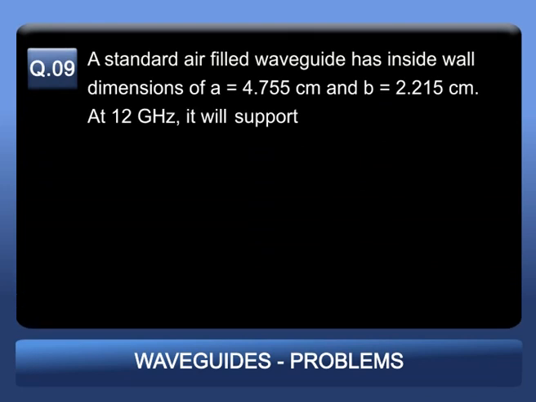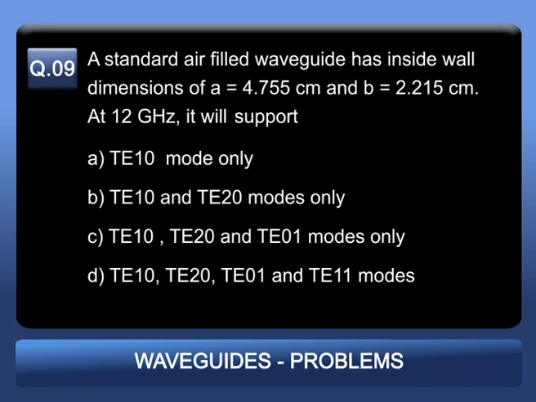Problem 9. A standard air-filled waveguide has inside wall dimensions of A equals 4.755 cm and B equals 2.215 cm. At 12 GHz, it will support: option A, TE10 mode only; option B, TE10 and TE20 modes only; option C, TE10, TE20 and TE01 modes only; option D, TE10, TE20, TE01 and TE11 modes.